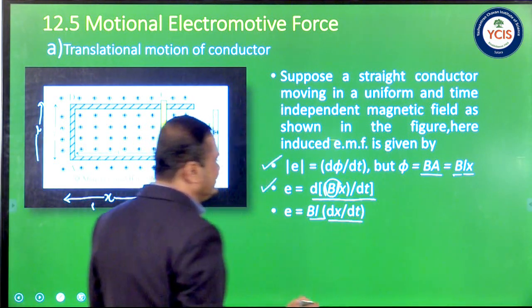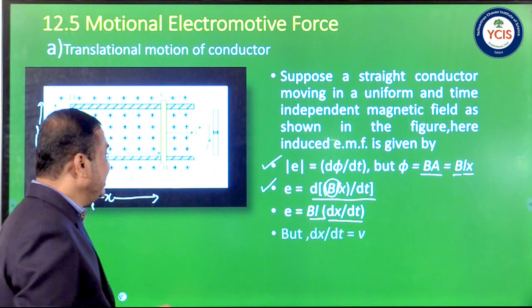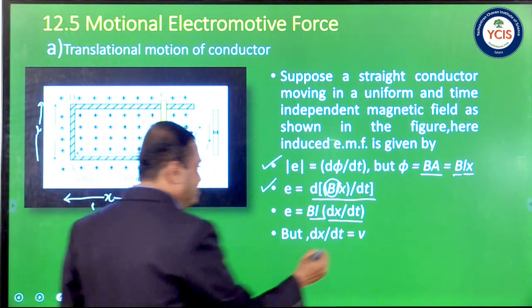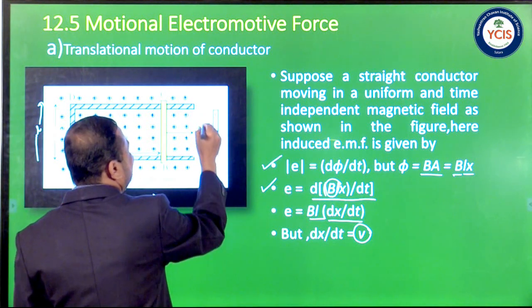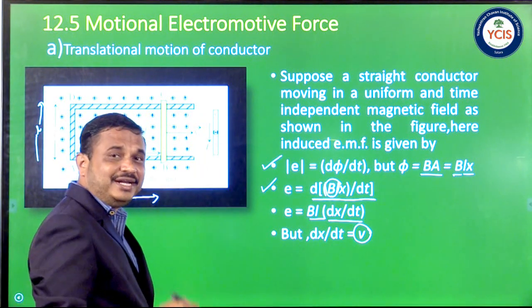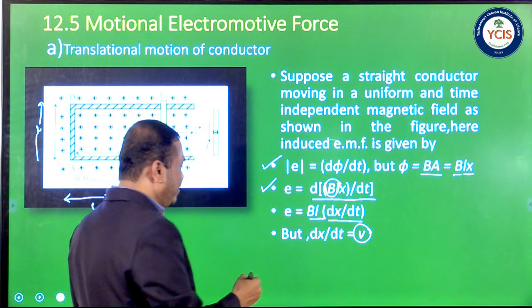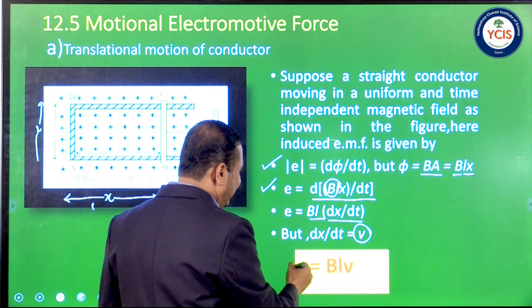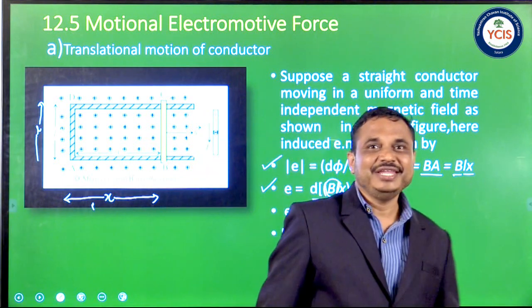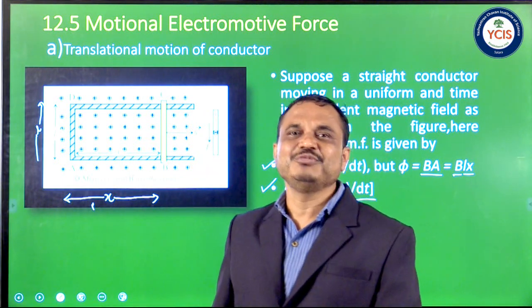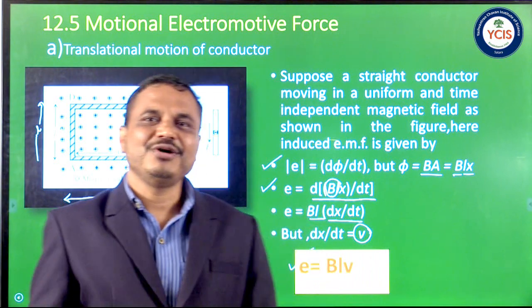So by definition, what is dx by dt? That is the rate of change of displacement, that is equal to the velocity v, which is given in this figure. Now substitute dx by dt equal to v. We have E equal to BLv, and this is the expression for motional EMF due to the translational motion of a conductor in a uniform magnetic field.